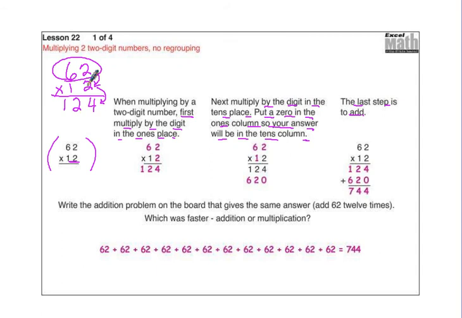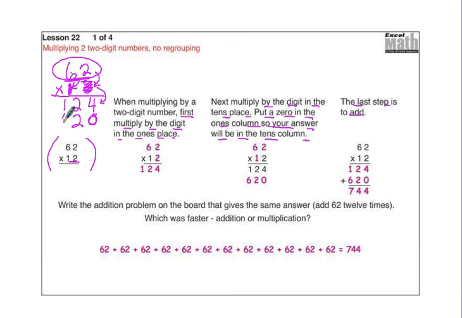The next step is to multiply the 62 times the number in the tens place, which is a 1. Now I'm done with that 2. I've already multiplied the 62 times 2. And since I'm multiplying it by the 1, which is in the tens place, all numbers that are multiplied by a multiple of 10 are always going to end in a 0. So I'm going to hold that ones place with the 0. I'm going to multiply 2 times 1, which is 2.